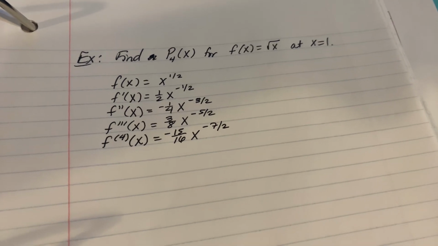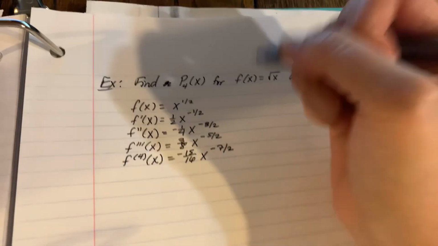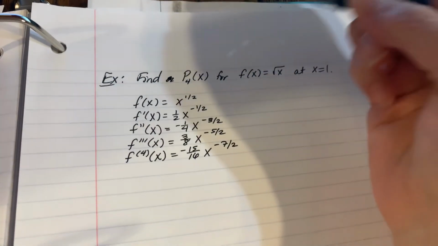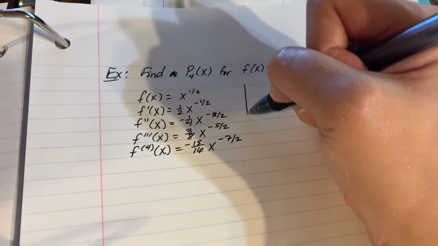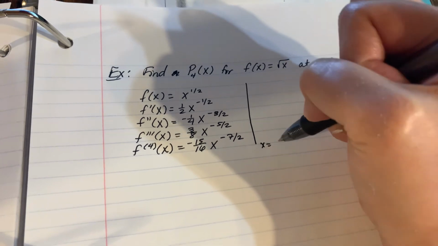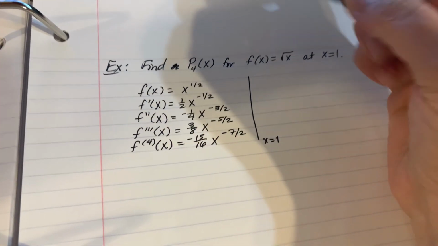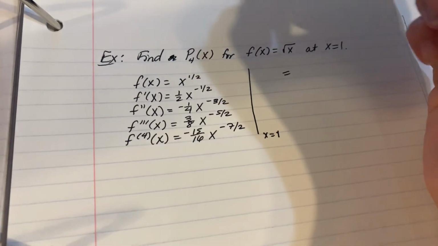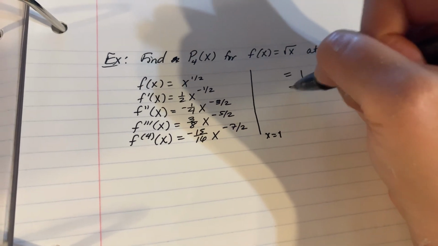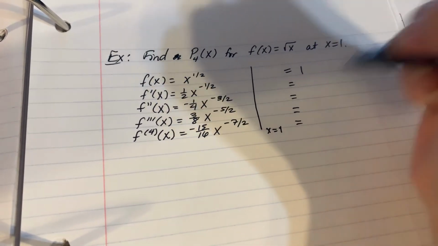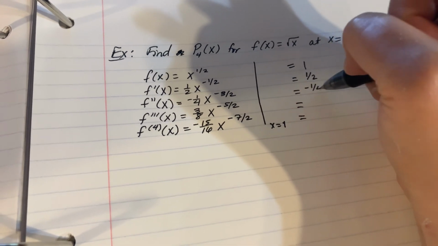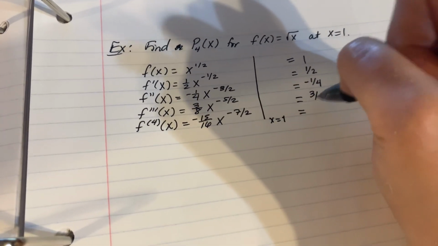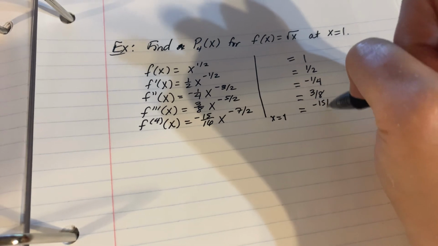So let's see. Now we're going to evaluate each one of these at 0. I'm just going to put big old bar. I don't know if that's okay or not. No, not at 0, at 1. And I get 1, 1/2, negative 1/4, 3/8, negative 15/16.